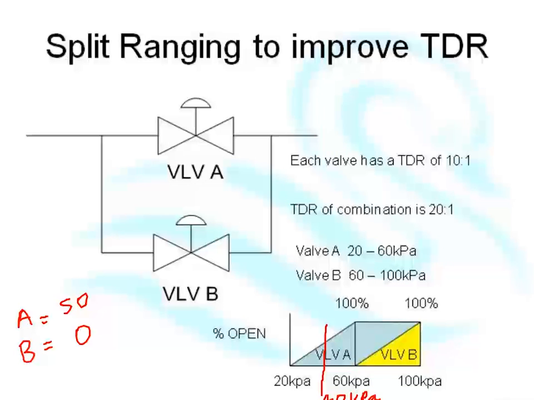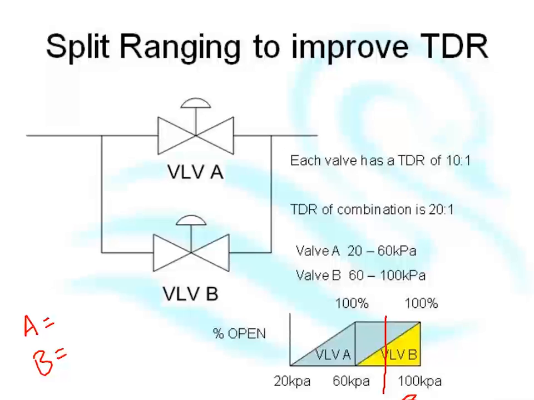Okay, let's do now valve A and valve B when the pressure is, I'm outputting a signal of 80 kPa to both valves. Now what are valve A and valve B? Yep, you've got it. Valve A is full open. Valve B is 50%. So, the important thing to remember is that they're not working simultaneously.